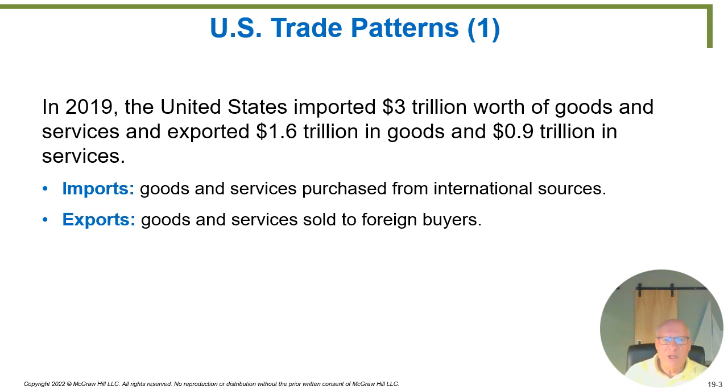But let's remind ourselves what these terms mean. Imports are goods and services purchased from international sources, meaning from producers outside the United States. And exports are goods and services sold to those international sources or to our foreign buyers. So a quick example, we have a Volvo produced in Sweden. It's sold in the United States to an American who wants to drive a nice Volvo, and that would be an example of an import. Boeing produces an airplane in Seattle and sells it to Japan Airlines in a foreign country. That would be an example of an export.